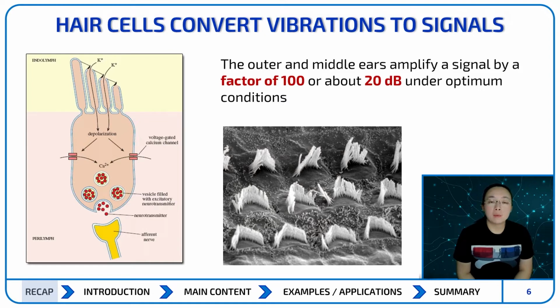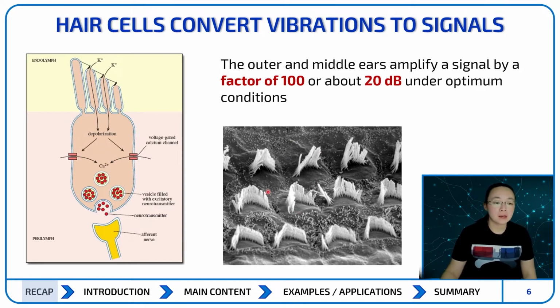So once we get to the hair cells, another important aspect to remember is that the outer and the middle ears are going to help amplify a signal by almost a factor of 100. You should know where that factor of 100 comes from, or approximately 20 decibels under optimal conditions. And after that, it allows us to hear things.